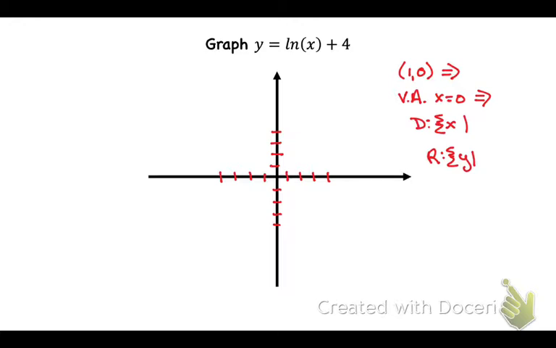Okay, what does 1, 0 go to? 1, 4. Why does it go to 1, 4? Because we're going up 4.